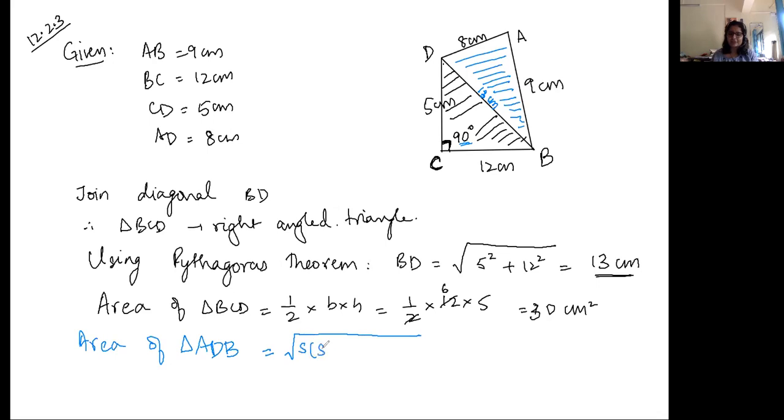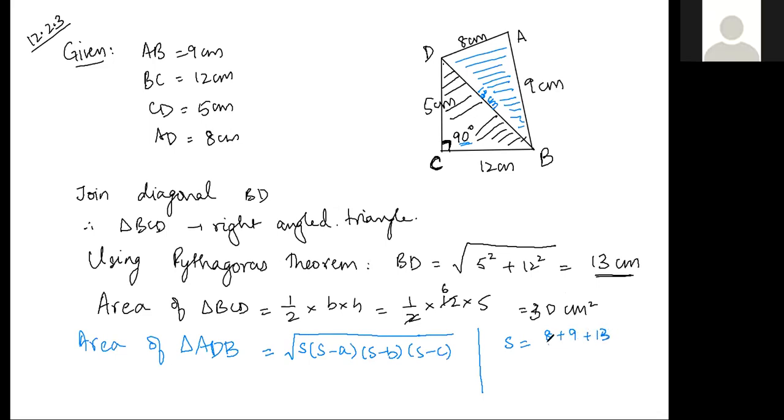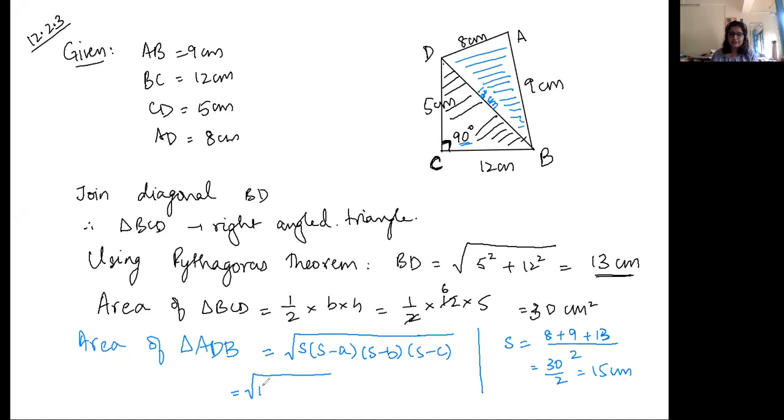So you get root of S into S minus A into S minus B into S minus C. Okay. So what value of S did you get? Quick check. 15. S equals to 15. 17 plus 13, 30 by 2 equal to 15 centimeters. Awesome. So substituting this value of S, you'll get root of 15 into 15 minus A. So 15 minus 8 how much will it be?